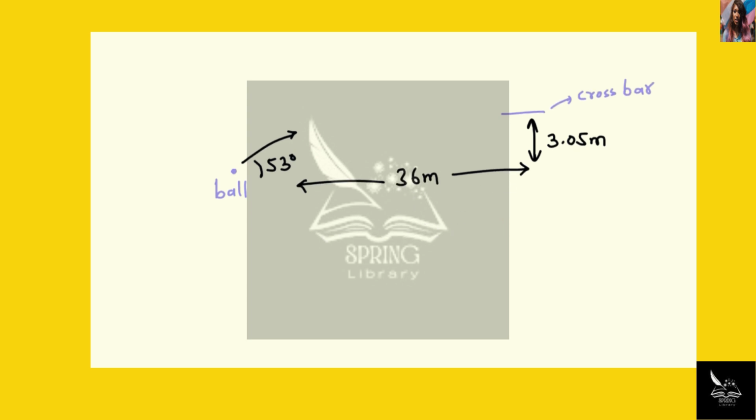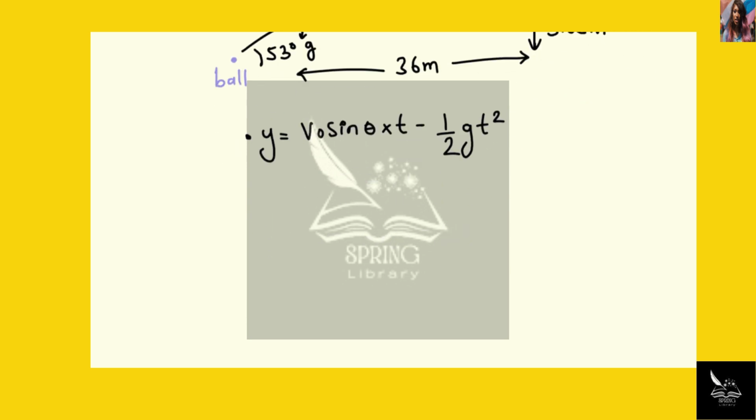Now we can calculate the vertical distance, or we can use the equation of vertical distance y is equal to v naught sine theta into t minus half g t square, where half g t square is when the ball is experiencing the downward gravitational acceleration. V naught is the initial velocity of the ball in meter per second, and t is the time it takes for the ball to reach the crossbar. Now we can solve this equation for t by setting y to 3.05 meters.